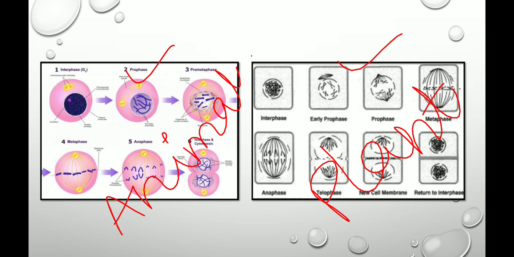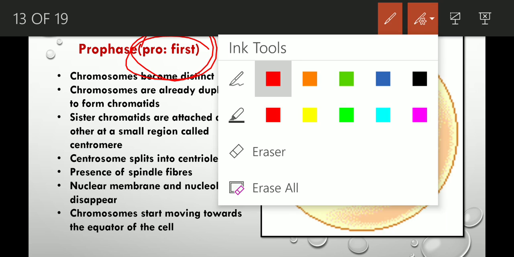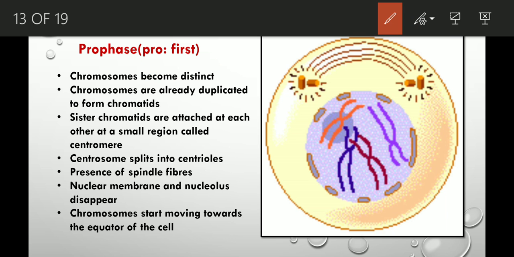Now, let's start with the first phase, that is the prophase. Here, pro means first. As prophase is the first phase of mitosis, that's why the name is given prophase, because the word pro means first. Here what happens, the chromosomes become distinct. See, we can count the chromosomes. This is number 1, 2, 3, 4. So here are a total of 4 chromosomes.